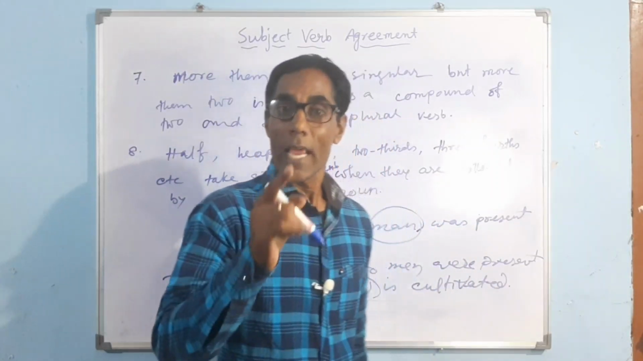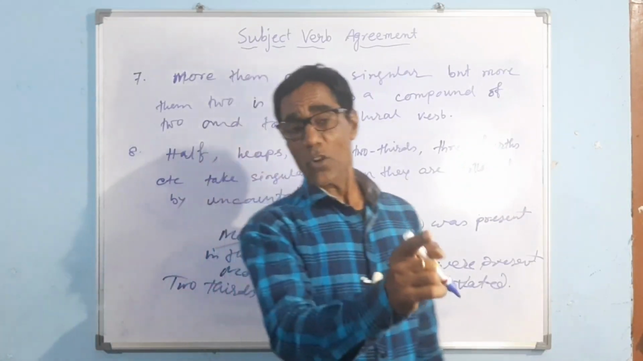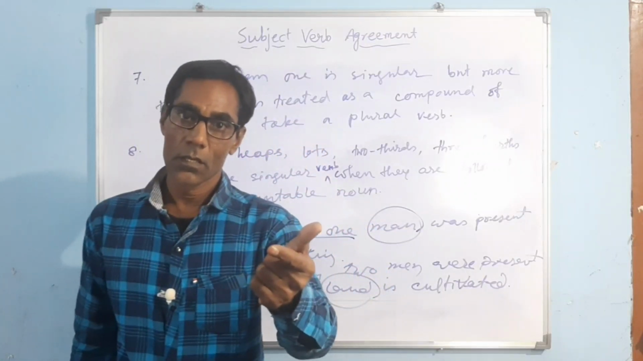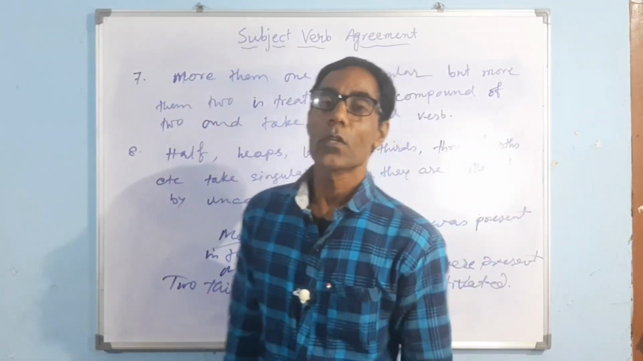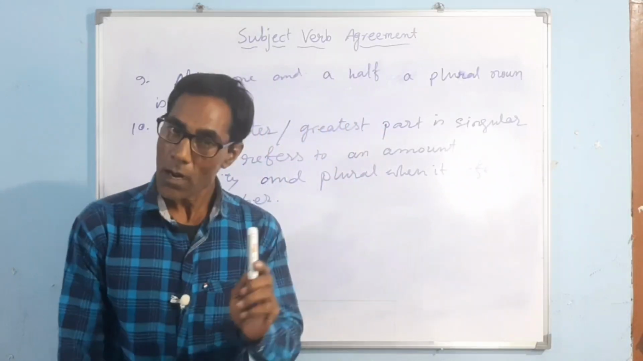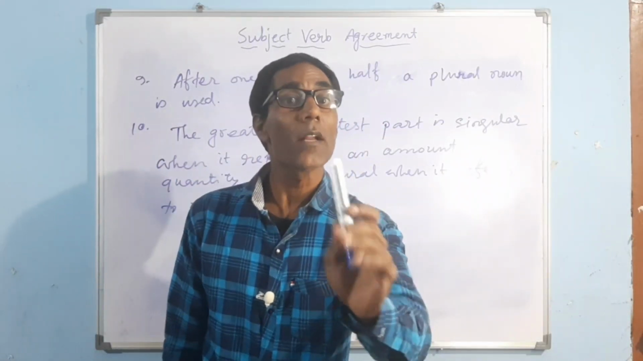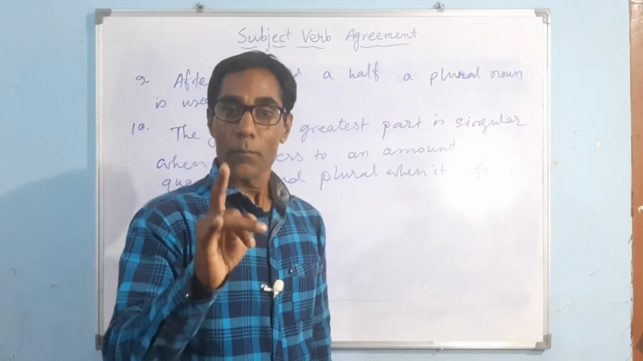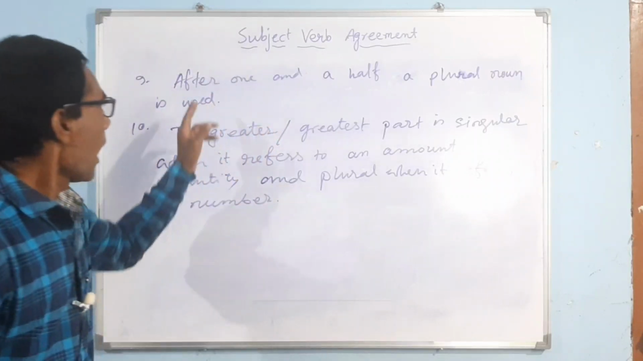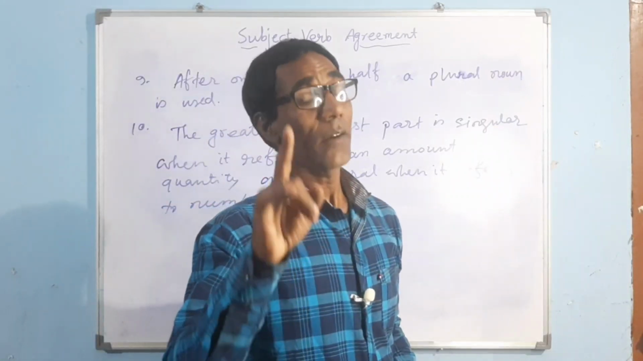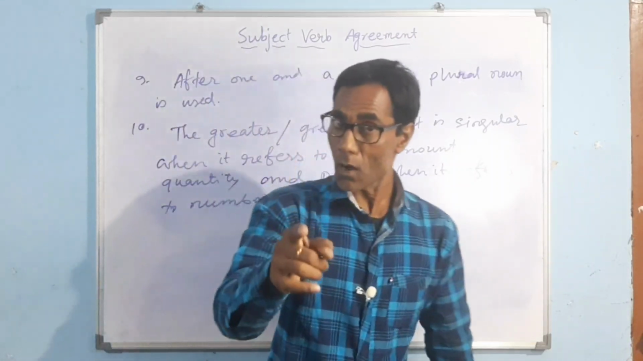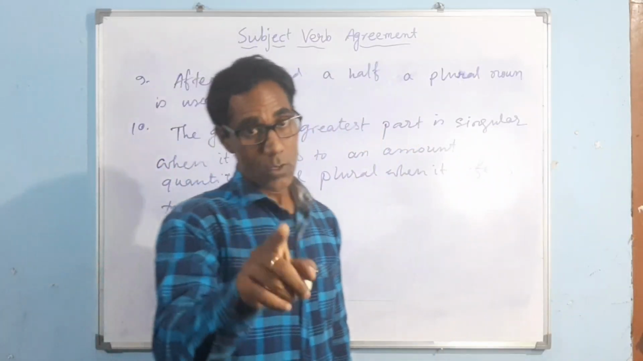After them, if there is an uncountable noun, in that case you have to use a verb in singular. And if the noun is plural, then you have to use the verb in plural. After 1.5, you have to use a plural noun, but a verb in singular, or a singular verb you have to use. And remember this, after 1.5, a plural noun is used, means you have to use a plural noun, but a verb in singular or a singular verb you have to use.